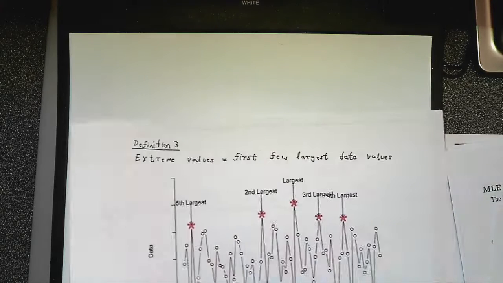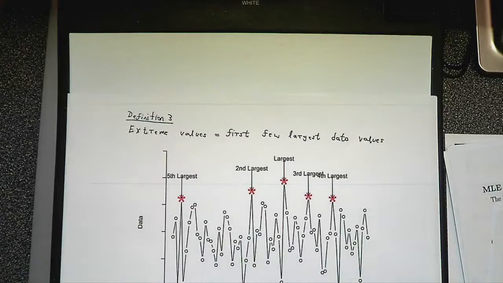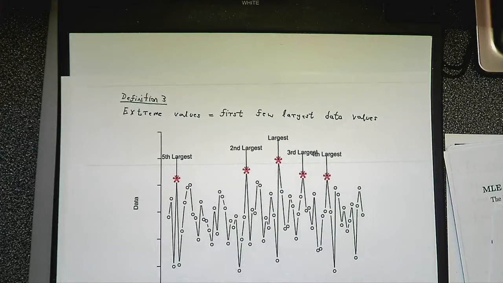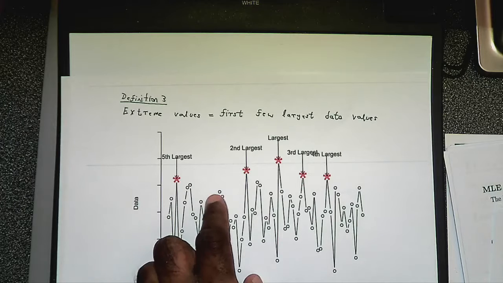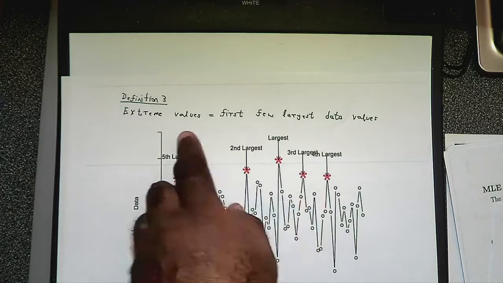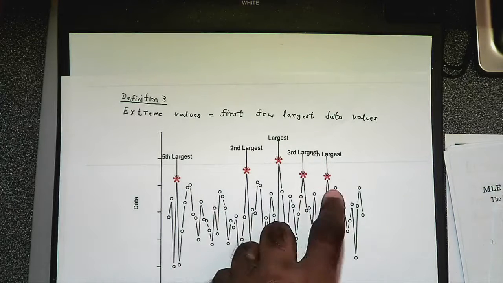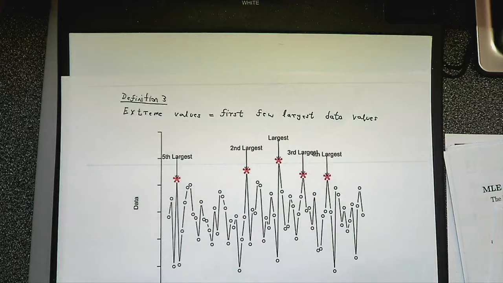All right, the final video I asked you guys to watch is about definition 3. Definition 3 is the last definition I gave you. In this case, you don't just pick the largest data point over a year or whatever. You pick the first few largest, so the R largest. In this case, R is 5, right?